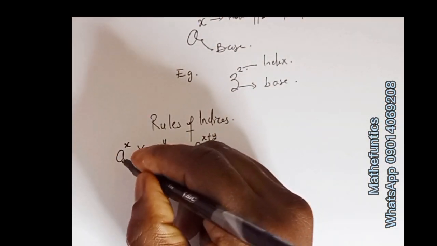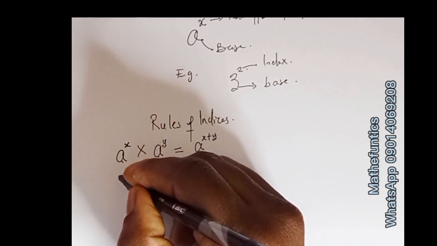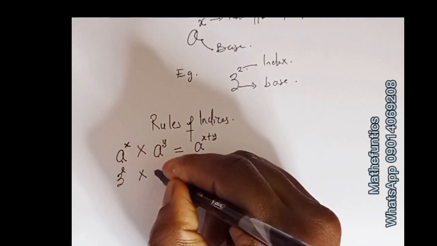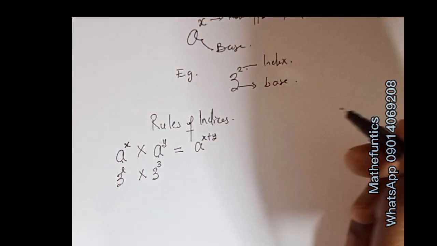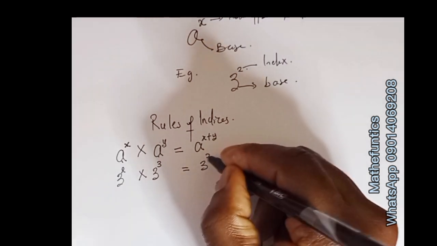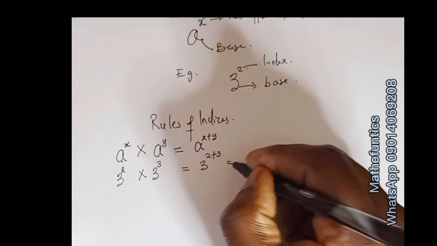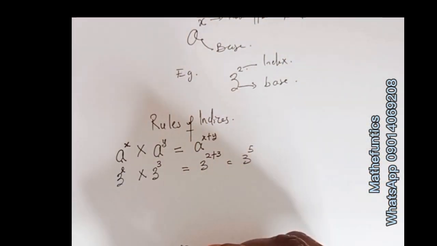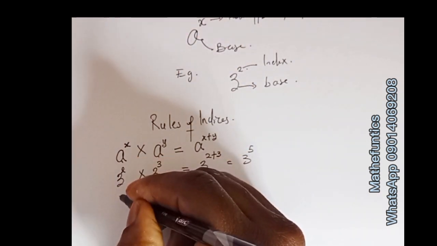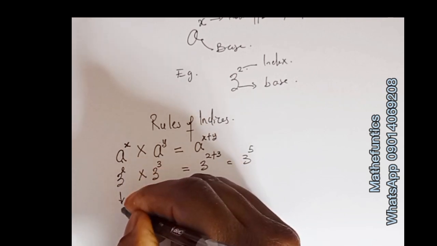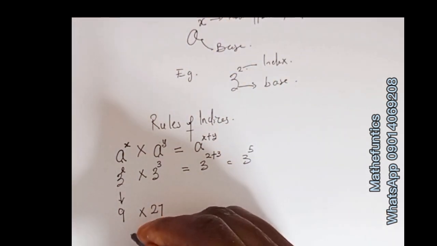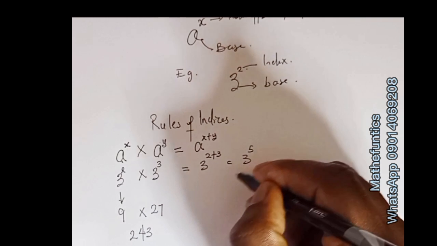Let's take this our a to be a number like 3, and I raise this to power 2 and I multiply it by 3 raised to power 3. What this rule is saying is that this is same thing as 3 raised to power 2 plus 3, which is equals to 3 raised to power 5. And if I don't want to use this rule and I solve this directly, my 3 squared is 9, and then 3 raised to power 3 is 27. This is same thing as what? 243.